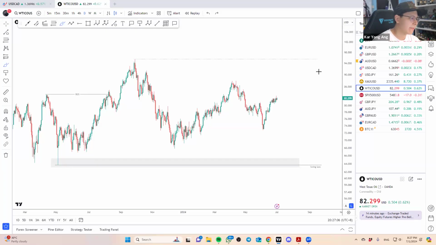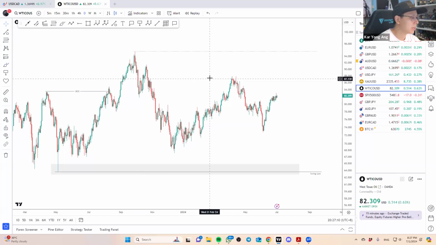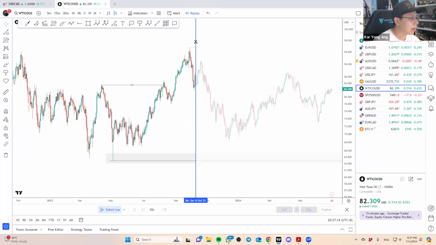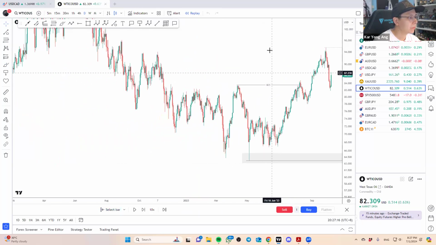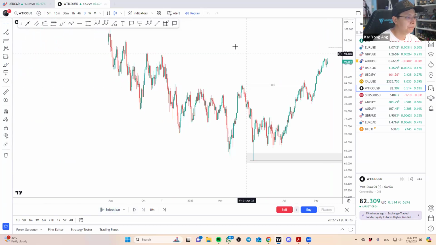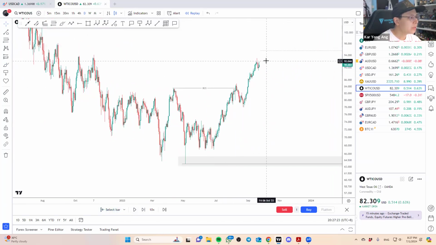See if we can find any. I'll probably use crude oil again. This is on the daily scale. If I backtrack a little bit, over here, maybe a little bit further back. At this point in time, you can see very clearly we have a break of structure. We are bullish to the upside.